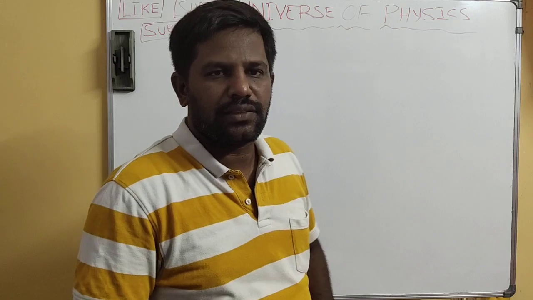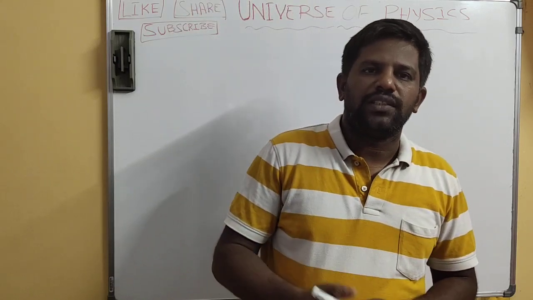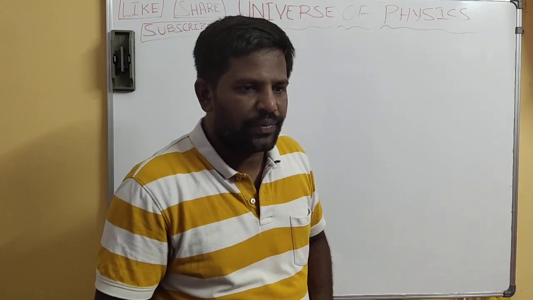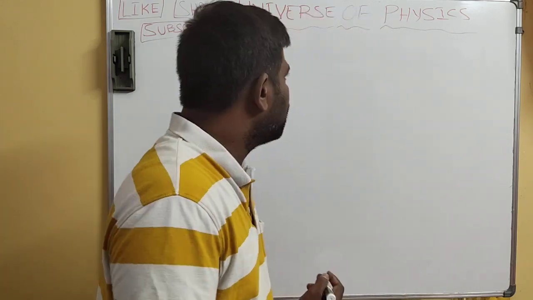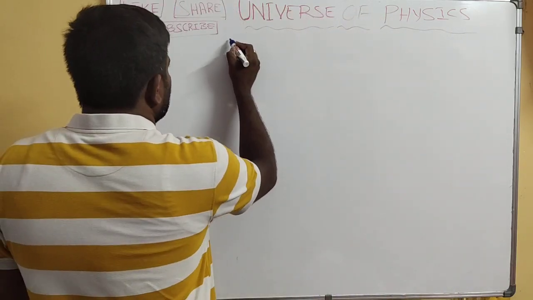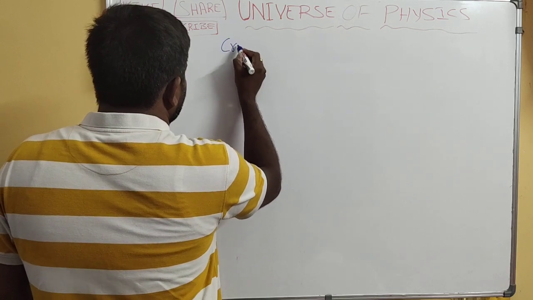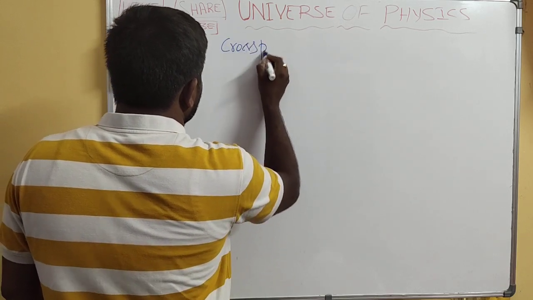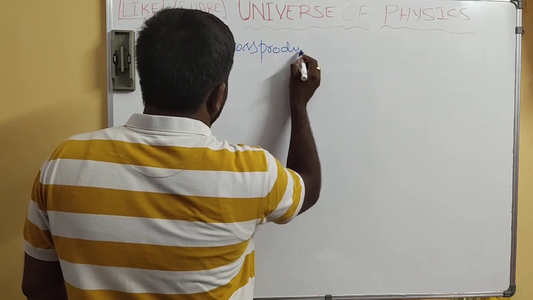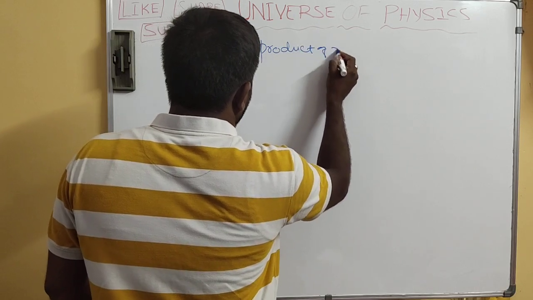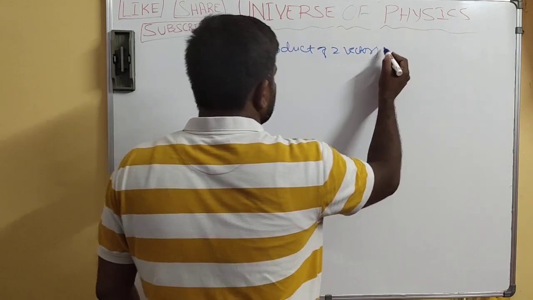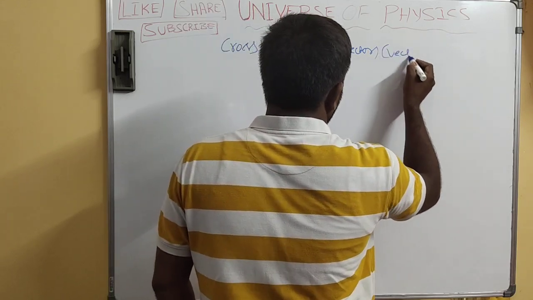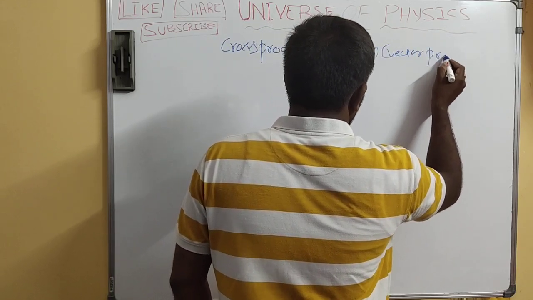Now I am going to discuss one more concept related to the multiplication of vectors. In that, let us consider the cross product of two vectors. It is also known as vector product.